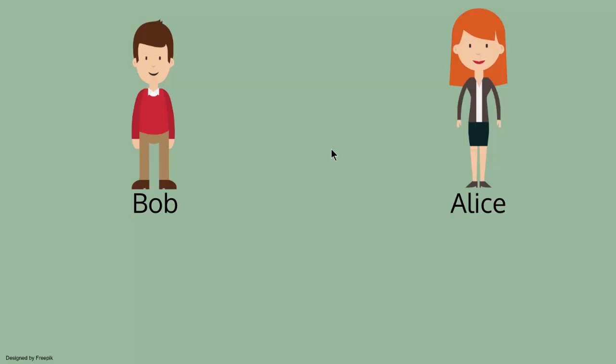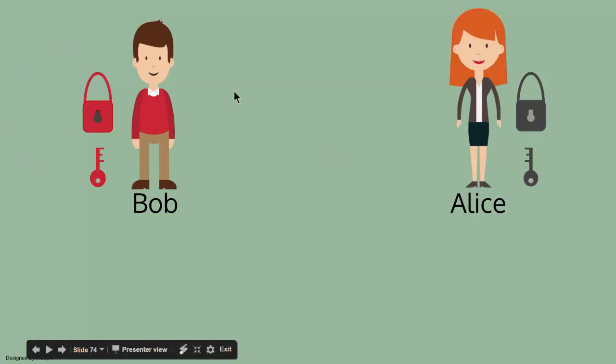So we have our usual actors. We have Bob and Alice. They both have locks and they both have keys. So these locks that you can see, these are a type of encryption, and the key is the key in order to encrypt or decrypt the communication. There is one important thing that you should know. So Bob has a lock and he has a key. This lock and this key, they are related.